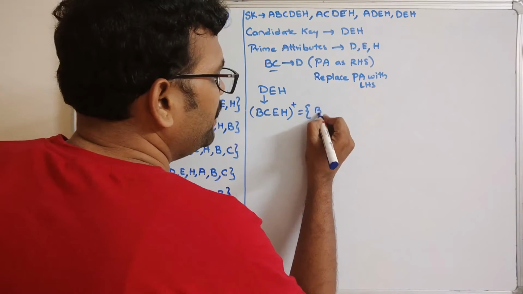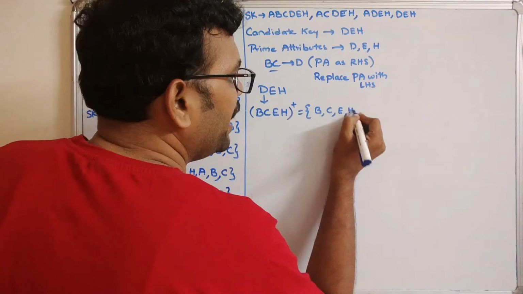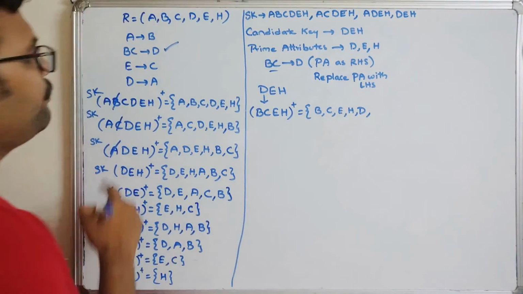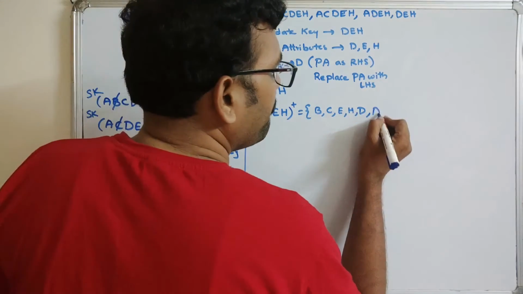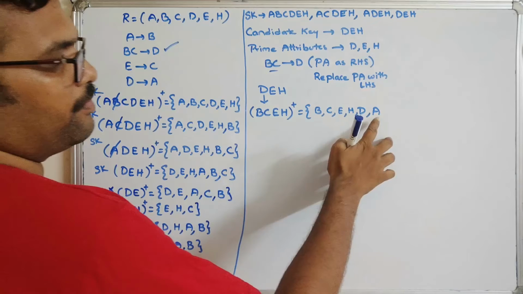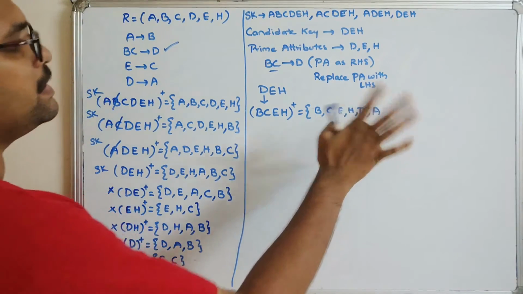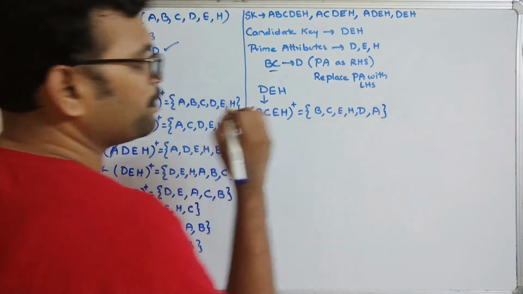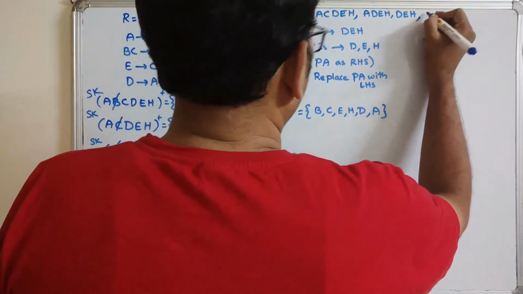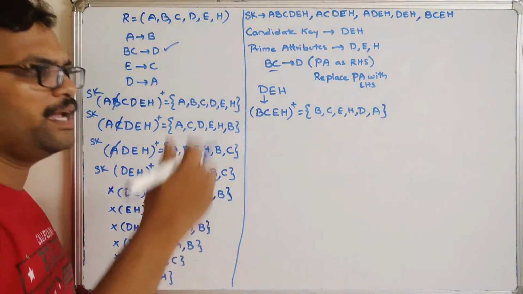So we can determine B, we can determine C, we can determine E, we can determine H, and if you know BC, we can determine D, and if you know D, we can determine A. So is everything fine? A, B, C, D, E, H, right? So this is also a super key. So we can add here B, C, E, and H. What happens? Again, reduce this one.